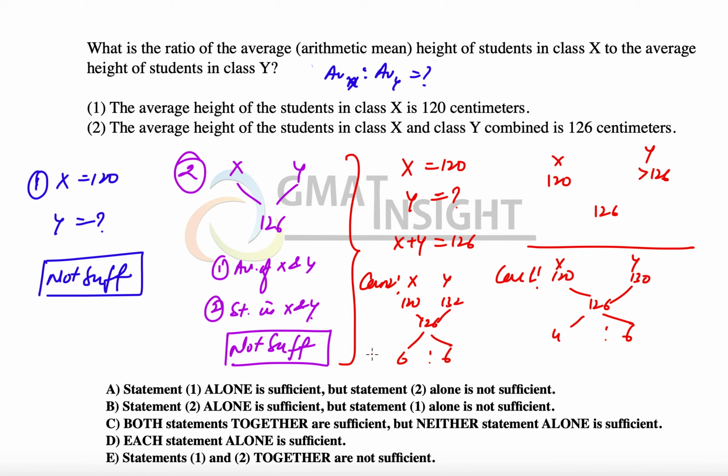Since we do not know the ratio of the students, we cannot find out the ratio of the averages of X and Y, and therefore this combination of the two statements as well is not sufficient to answer the question, and the final answer of the question becomes option E.